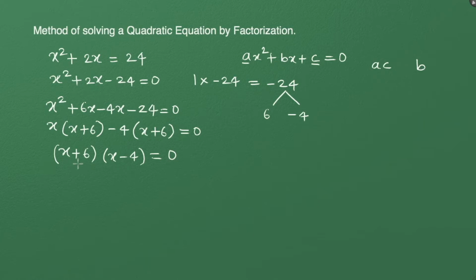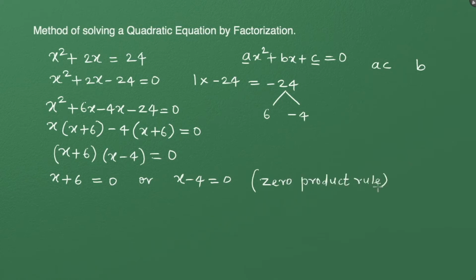After getting two linear factors, the next step is x plus 6 equal to 0 or x minus 4 equal to 0. That is, we need to put each linear factor equal to 0. This is called the zero product rule. Now we get the value of x equals minus 6 or x equals 4.